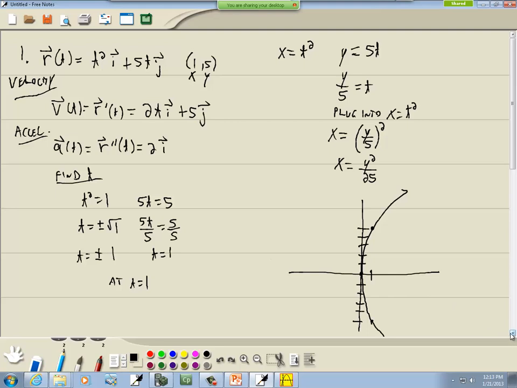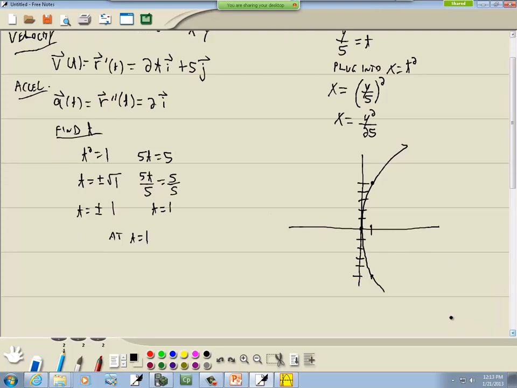So what we're going to do is take that now and plug it into our velocity and acceleration. So v of 1 is equal to, and I'm just going to plug 1 in for the t, 2 times 1 i plus 5 j. So that gives us 2i plus 5j. Now a of 1. a was 2i. There's no t to plug into, so that's just 2i.